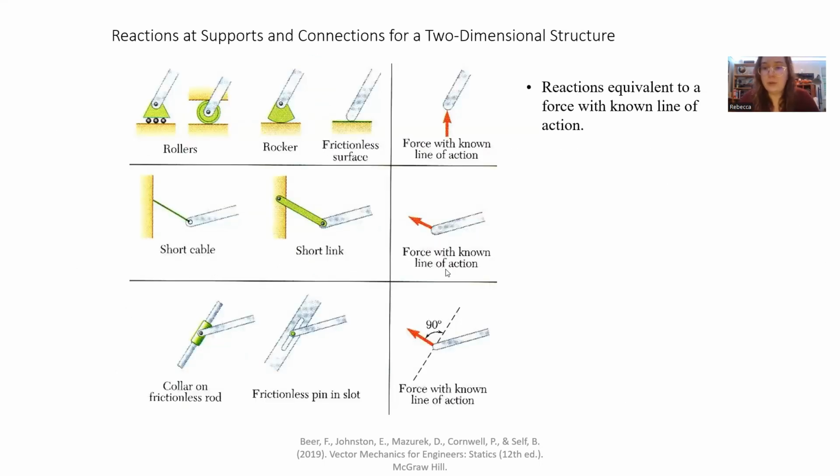Cables and links we're used to, that's a force in the known line of action. The known line of action would be the unit vector. Collars and pins, sliding pins, we're less concerned about in this class, but they do apply a force with a known line of action perpendicular to that contact point.